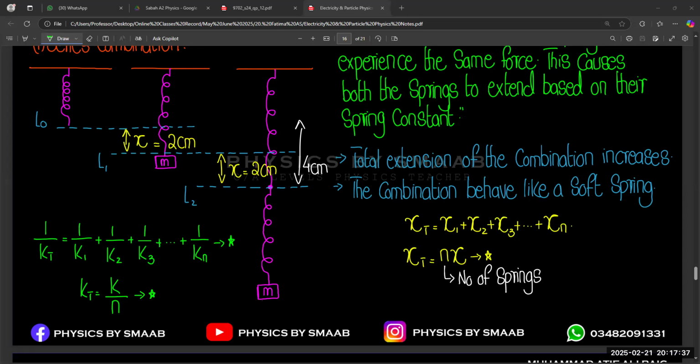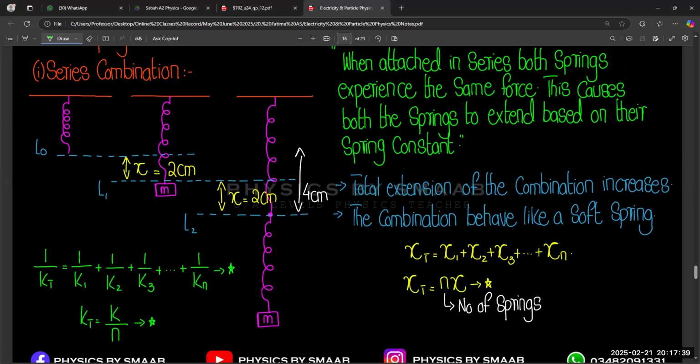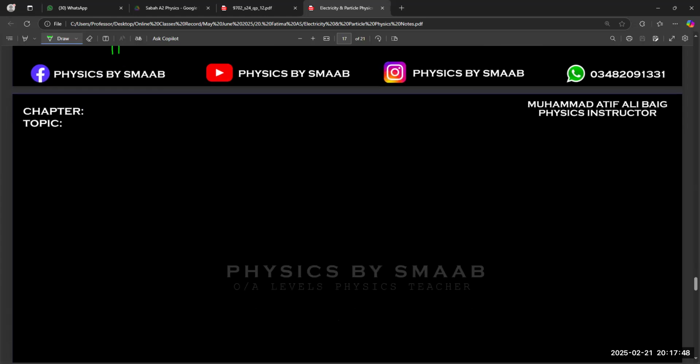And in parallel combination, we got like opposite idea. So if we consider parallel combination or springs in parallel, so that will be the opposite of the first one.